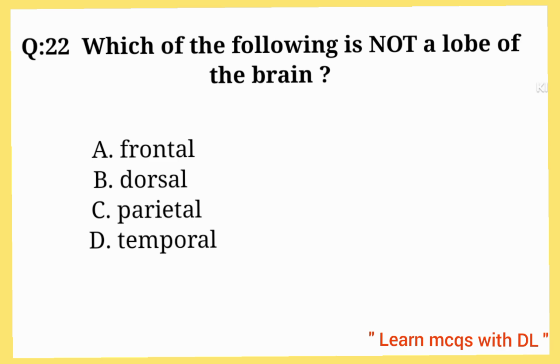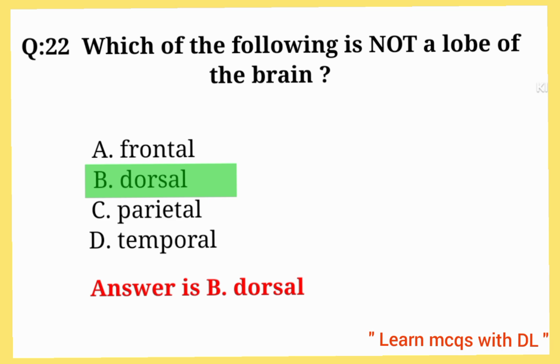Which of the following is not a lobe of the brain? Frontal, dorsal, parietal, temporal. Correct option is option B, dorsal. Dorsal is not a lobe of the brain.